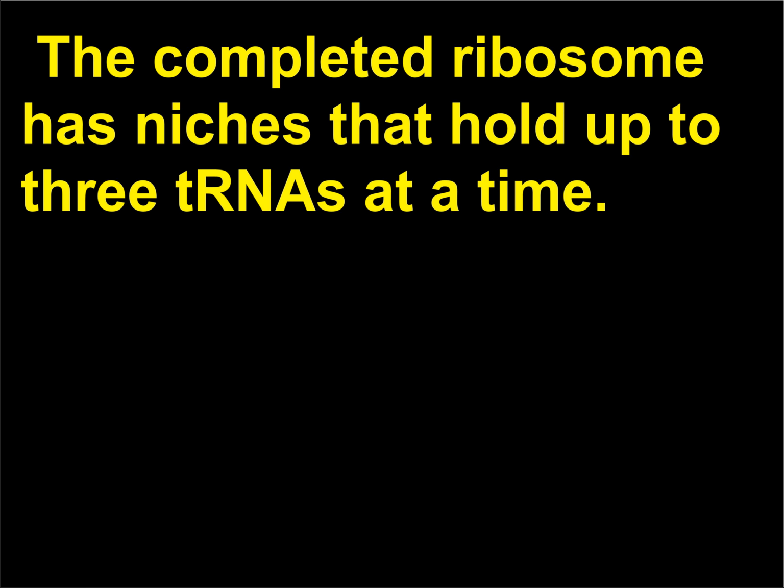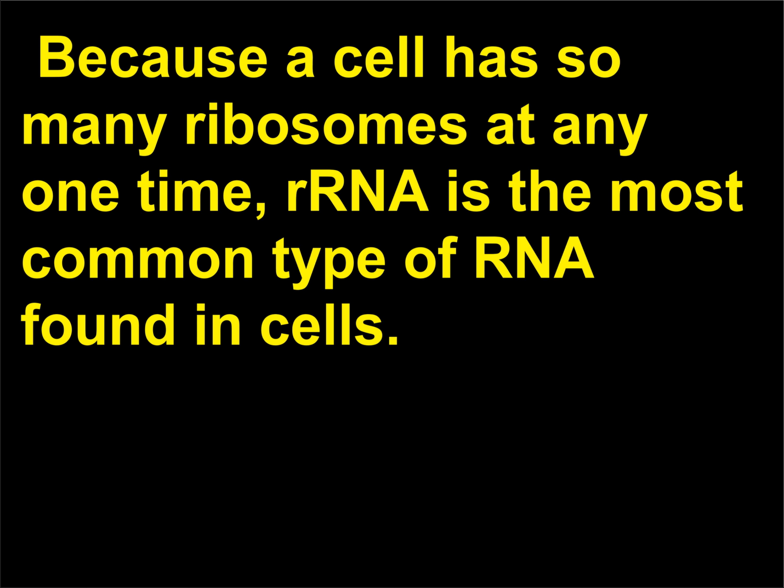The completed ribosome has niches that hold up to 3 tRNAs at a time. Because a cell has so many ribosomes at any one time, rRNA is the most common type of RNA found in cells.